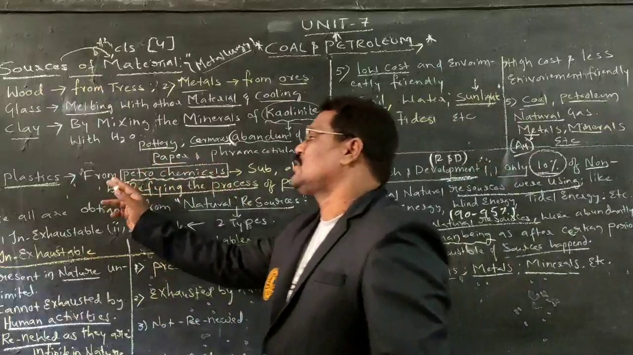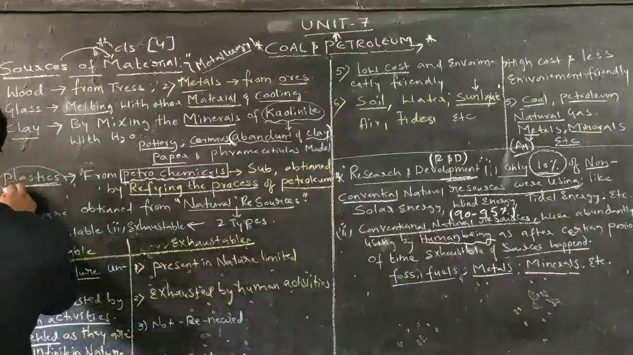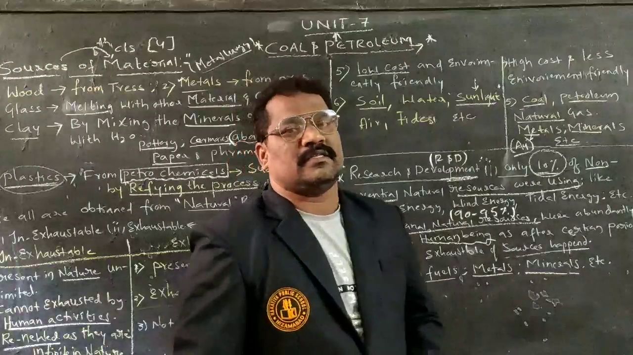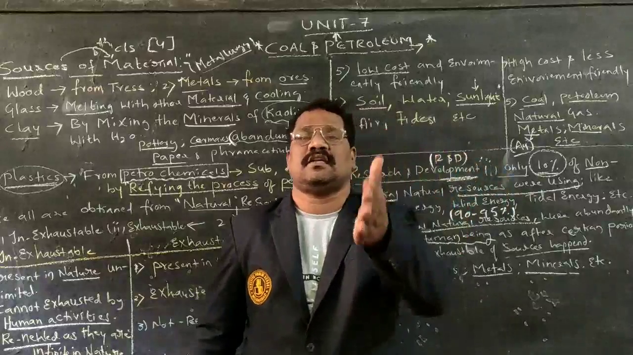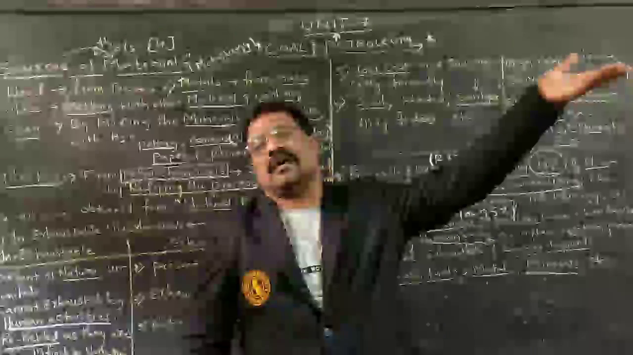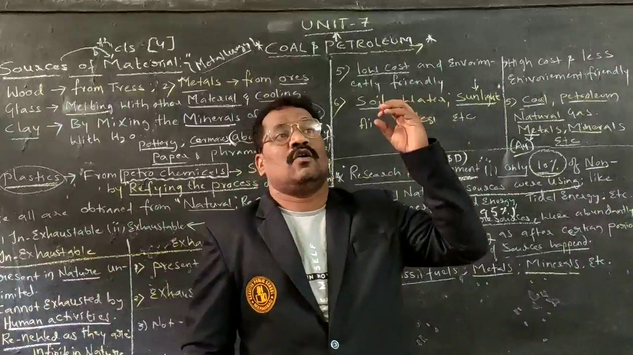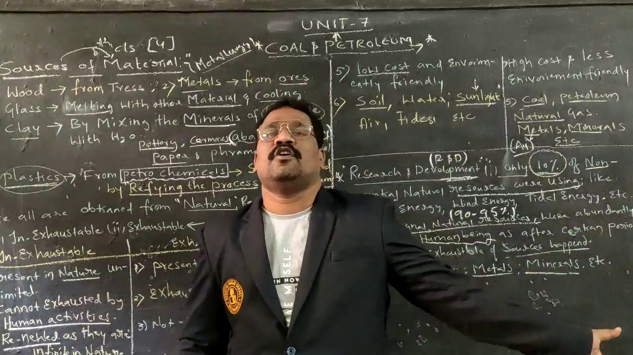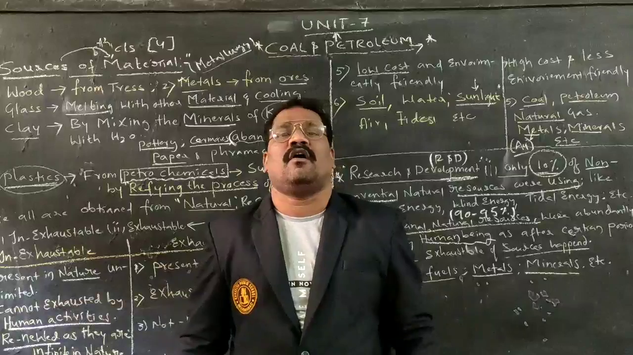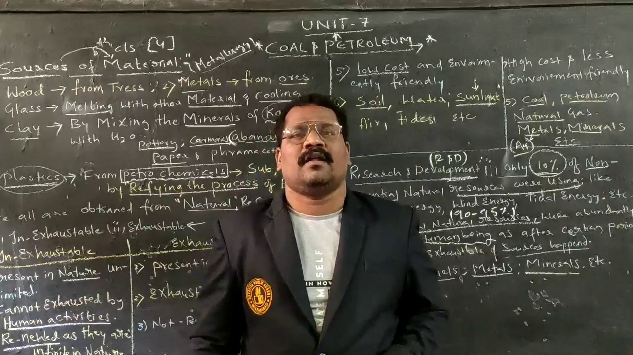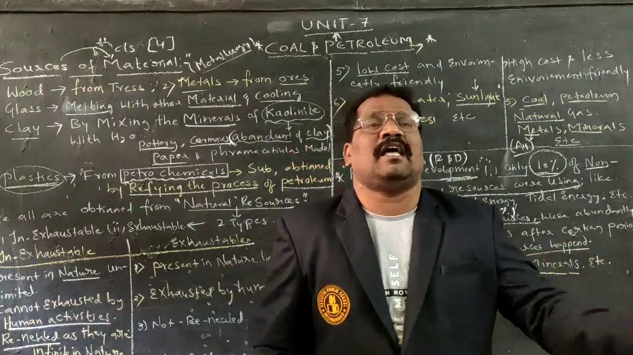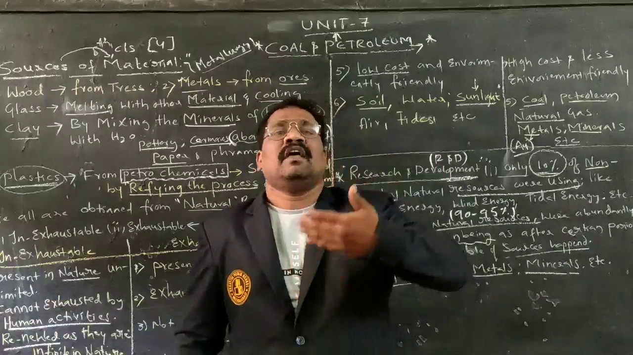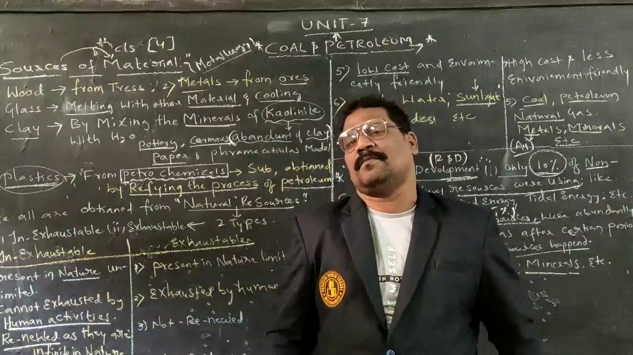So plastic is also a product of petrochemicals, and it is also a source of material. Nowadays, without plastic, life does not exist. However much the government suggests that we should not use plastics a lot, because it is polluting the atmosphere, people are so habituated that without plastic they cannot survive a day. It has become a part and parcel of our life.